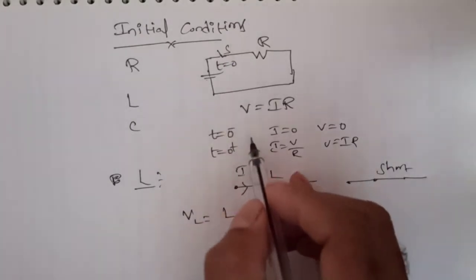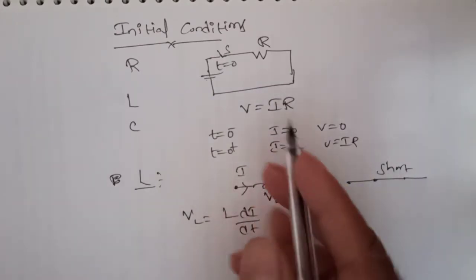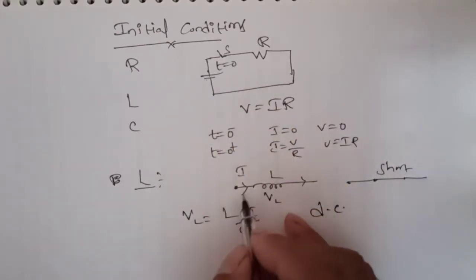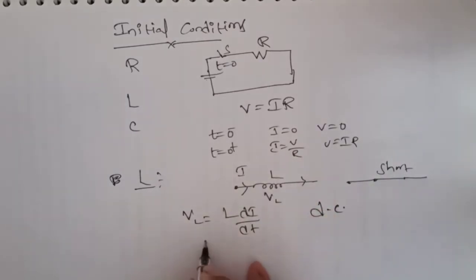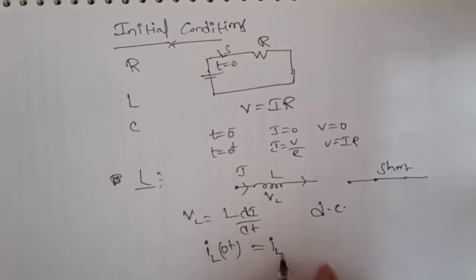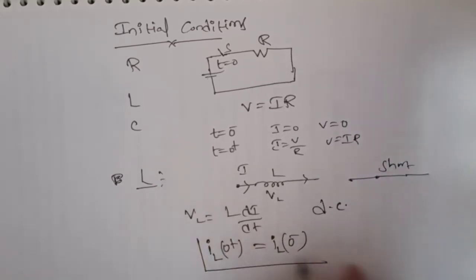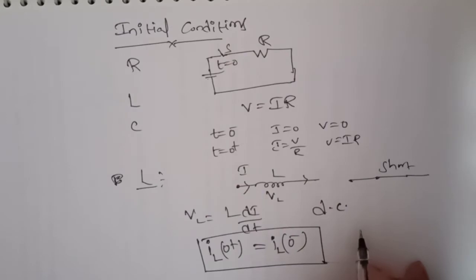At t equal to 0 you are going to switch on, so initially there is no current in the inductor, so at t equal to 0 plus also there is no current in the inductor. That means we can conclude that the initial condition of the inductor is IL(0+) equal to IL(0-). That means the inductor cannot allow sudden changes in the current.